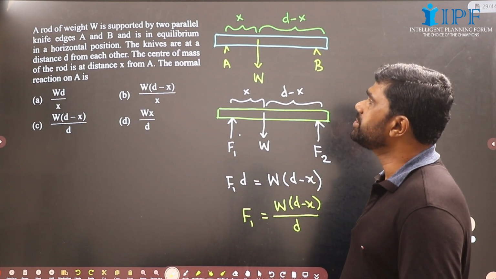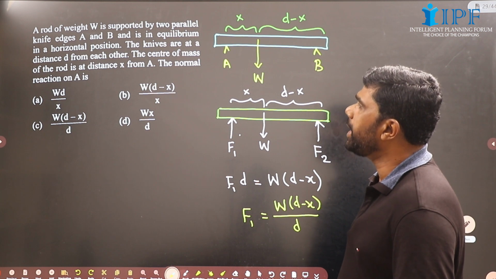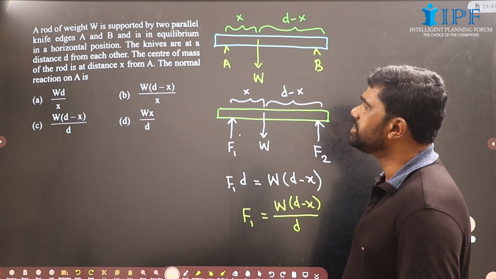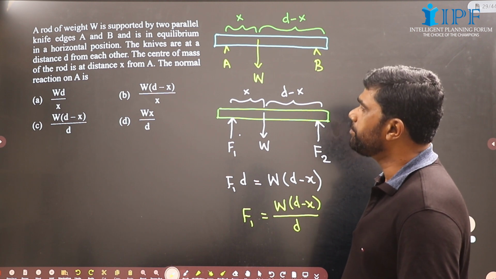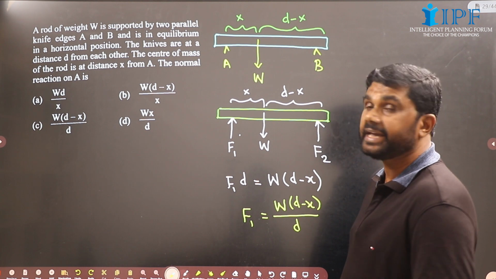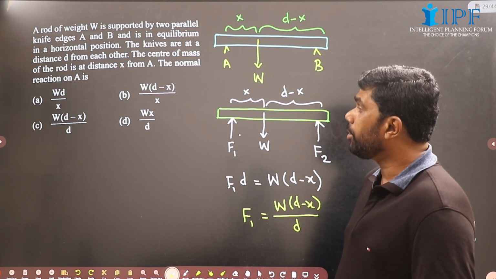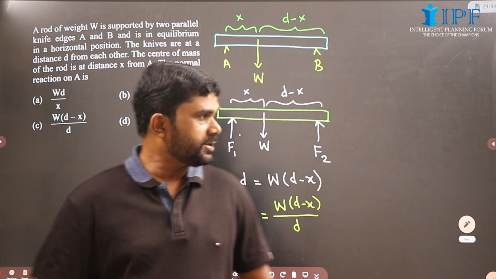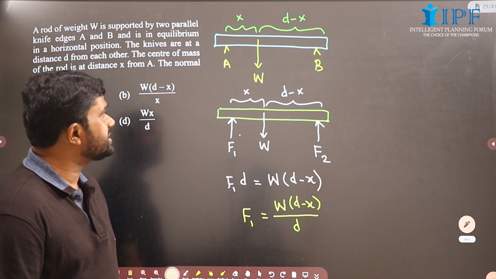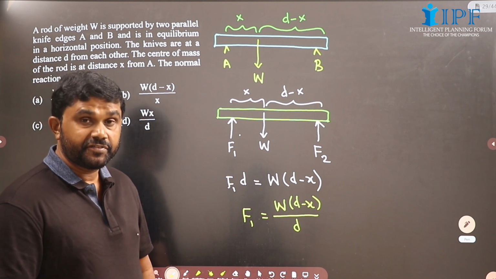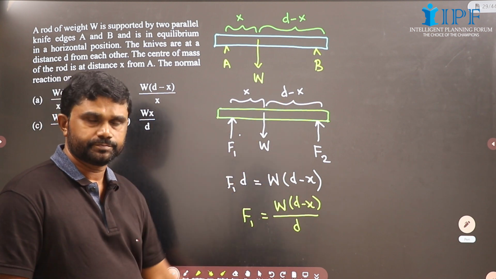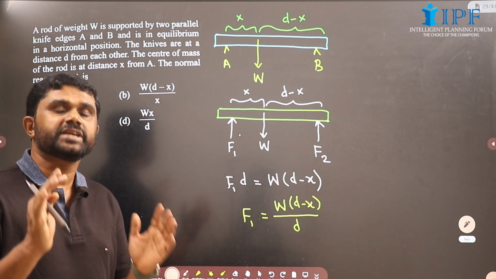A rod of weight W is supported by two parallel knife edges A and B and is in equilibrium in a horizontal position. The knives are at a distance D from each other. The center of mass of the rod is at a distance X from A. Okay, the normal reaction on A. Now suppose the forces exerted by the knife edges A and B on the rod are F1 and F2. We have to find F1.